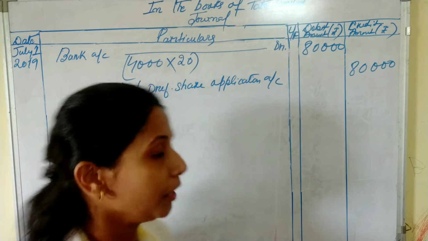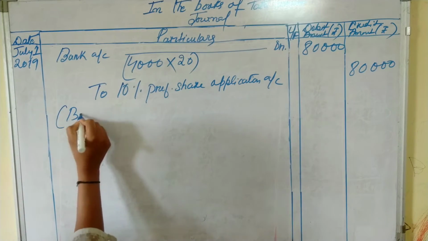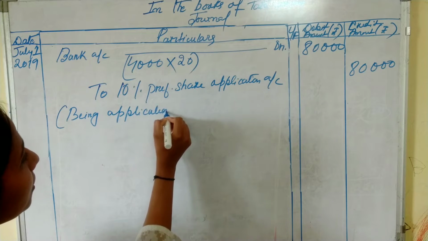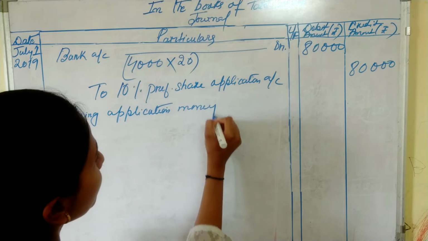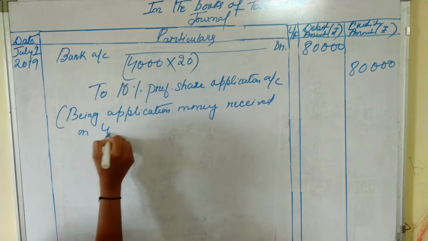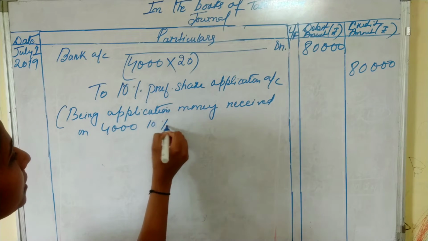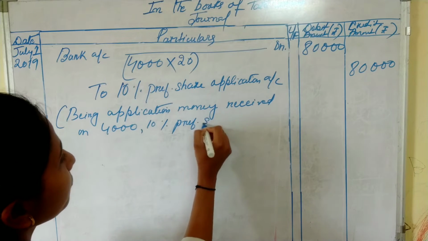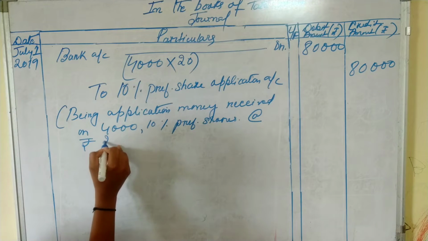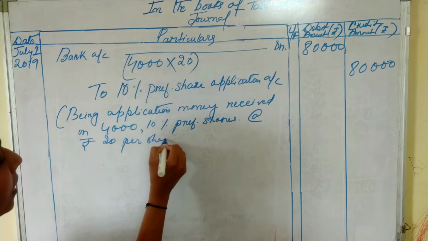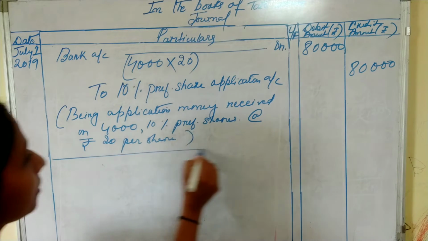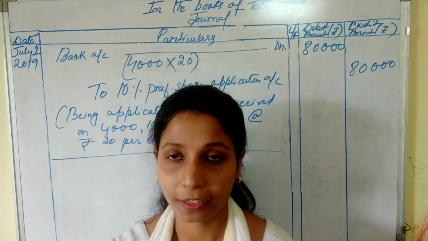Now we'll write the narration. Being application money received on 4,000 10% preference shares at the rate of rupees 20 per share. So this is our first journal entry.